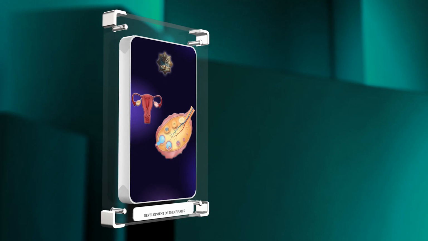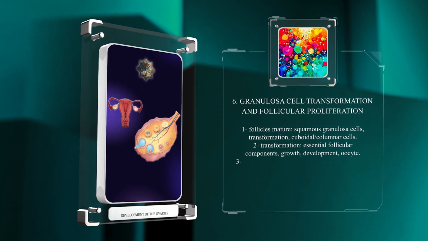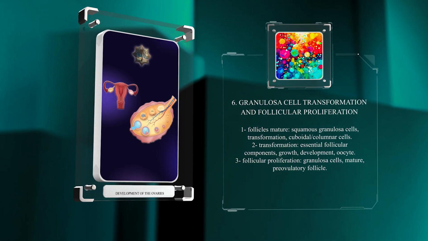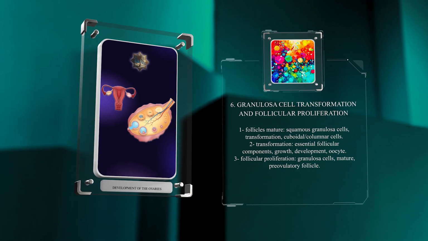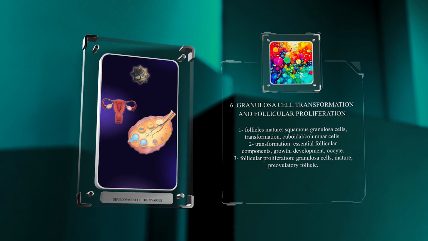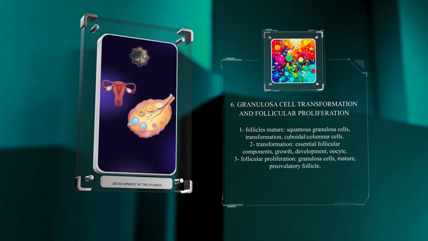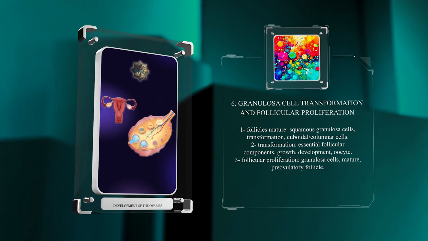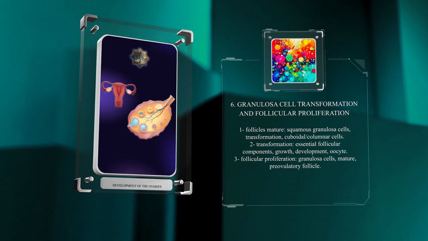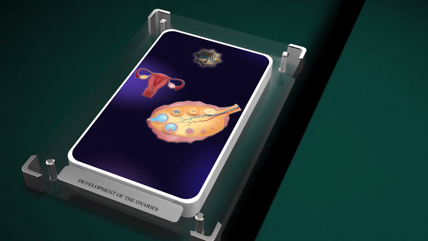recruitment and atresia. As follicles mature, the squamous granulosa cells that surround the oocyte undergo a transformation into cuboidal/columnar cells. This transformation is essential for the production of essential follicular components and contributes to the growth and development of the oocyte. Follicular proliferation occurs simultaneously and is driven by the proliferation of granulosa cells, ultimately leading to the formation of a mature, preovulatory follicle.